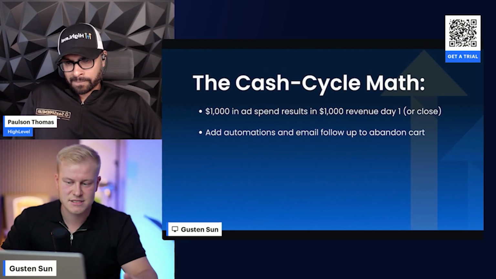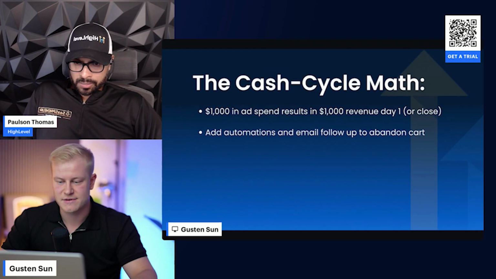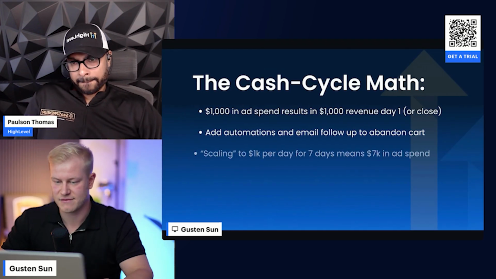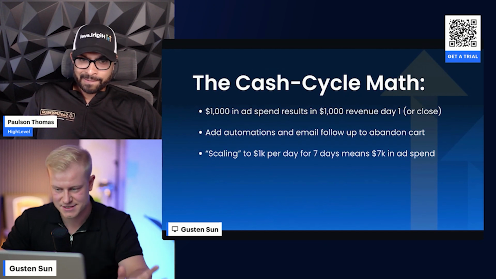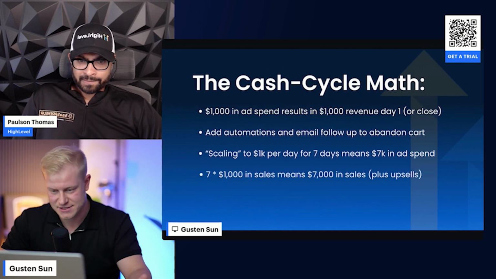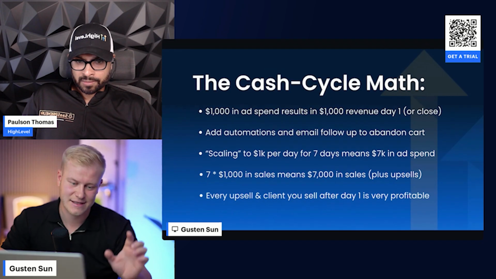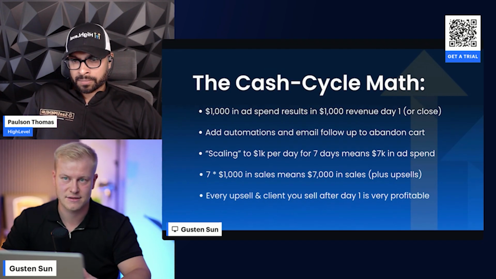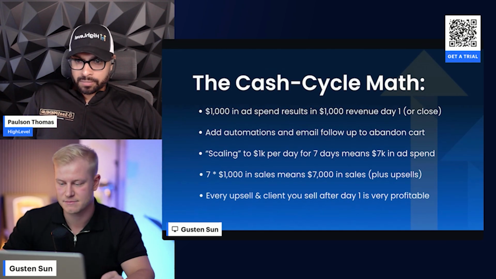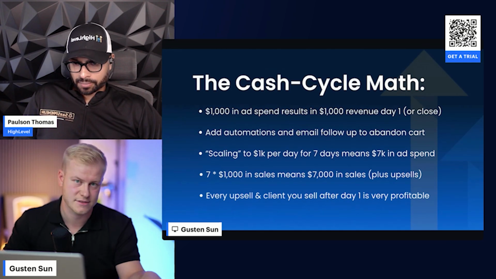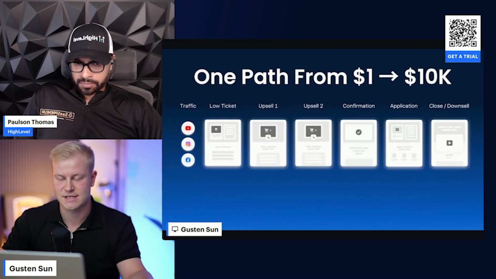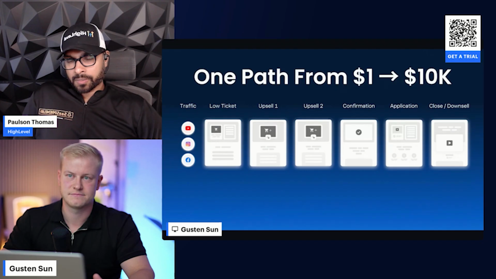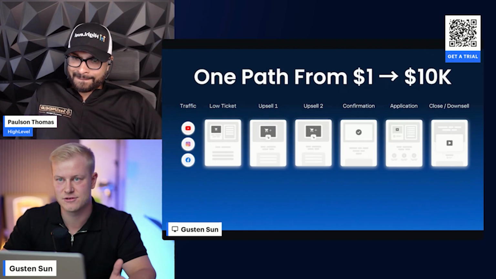And then you add automations, email follow-up. You can have setters, closers reaching out to them, and then you go into profit much faster. So now 7 days, $7,000 in ad spend means $7,000 in sales, and then every client, that $5,000 client is just pure profit, unless you obviously have some expenses in the company, but you don't pay anything to acquire those clients. So that's the math behind it.